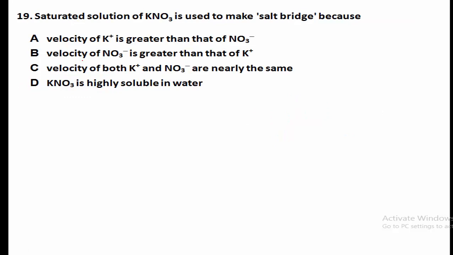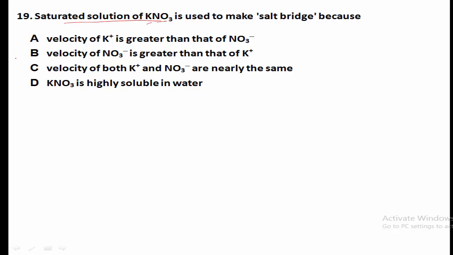19th one, a saturated solution of KNO3 is used to make a salt bridge because... If you go through the functions of a salt bridge, you come to know that if the transport numbers of the ions are similar, then it is mainly used as a salt bridge. It is preferred if they have the same transport number. And if they have the same transport number, that means the velocity of both the ions will be the same. So here also, a saturated solution of KNO3 is used to make a salt bridge because the velocities of K+ and NO3- ions are the same. So hence we use KNO3 to make a salt bridge.